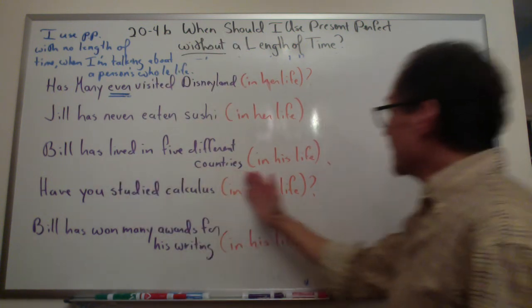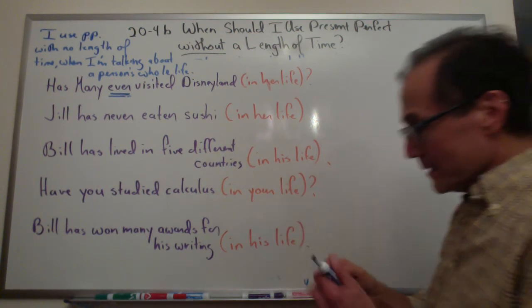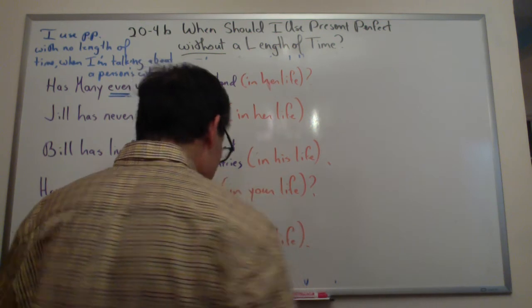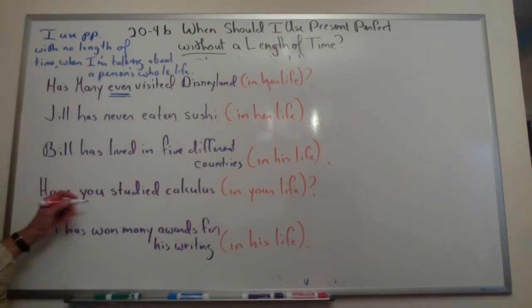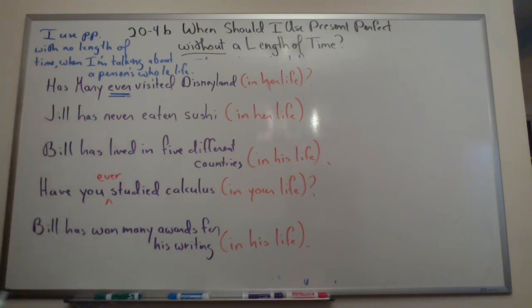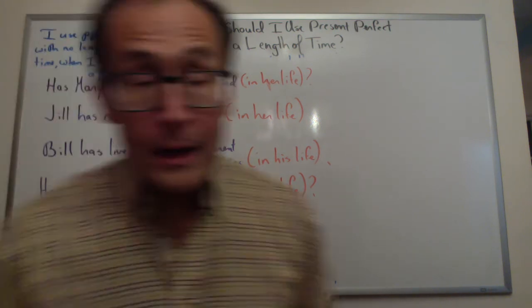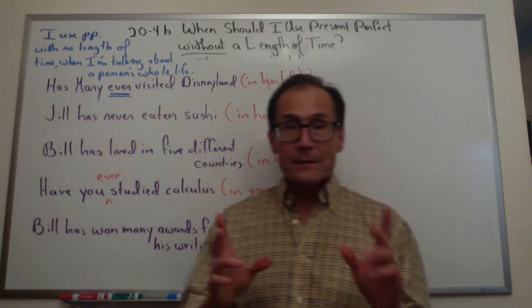Bill has lived in 5 different countries, again, in his life. Have you studied calculus? Because this is a question, if I wanted to, I could make it even clearer and add the word ever here. Remember, for questions, I can make it clear that it's in his life if I say ever. Bill has won many awards for writing in his life. Okay, so I hope that point is clear.